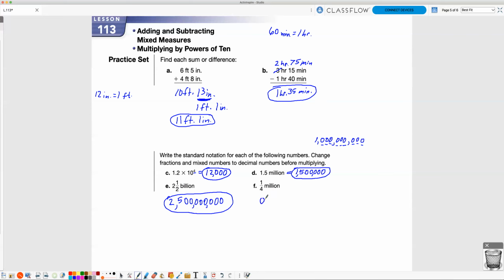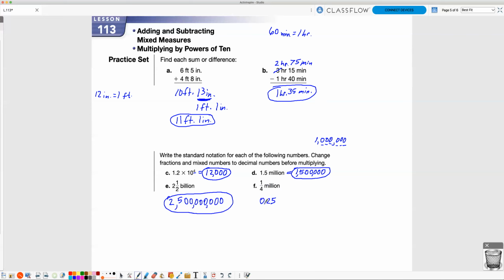You could also think of it like this. This is 1/4 or 250,000. So we kind of need that information. You do need to change your mixed numbers or fractions into decimal numbers before you multiply them. And again, a million, this was a billion before, I'm going to take off those 3. So that means I need to move the decimal 6 places to the right of this.